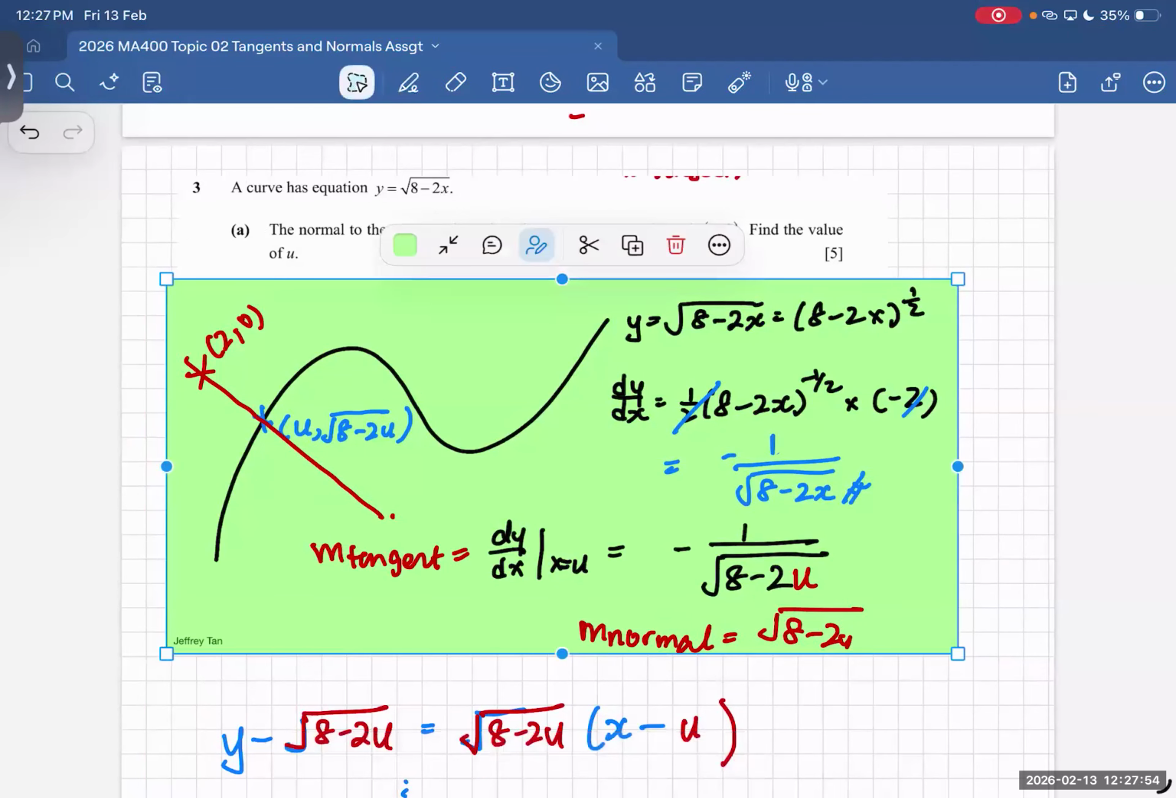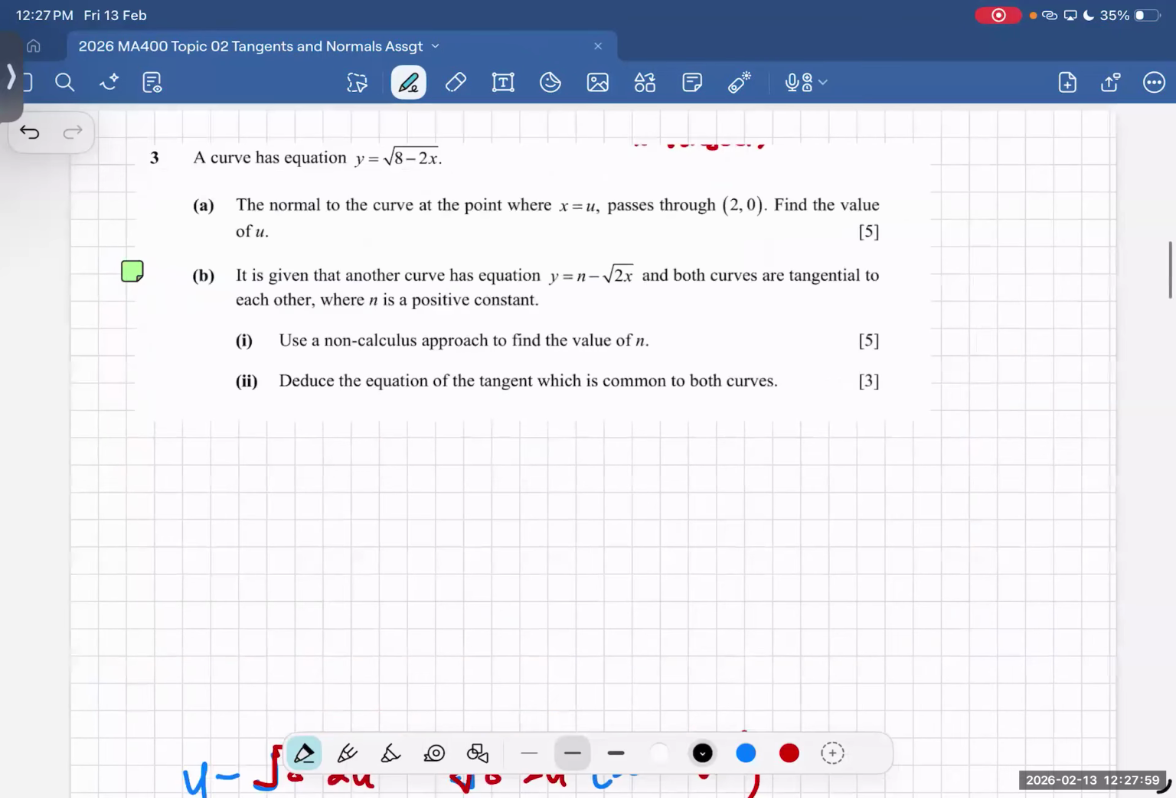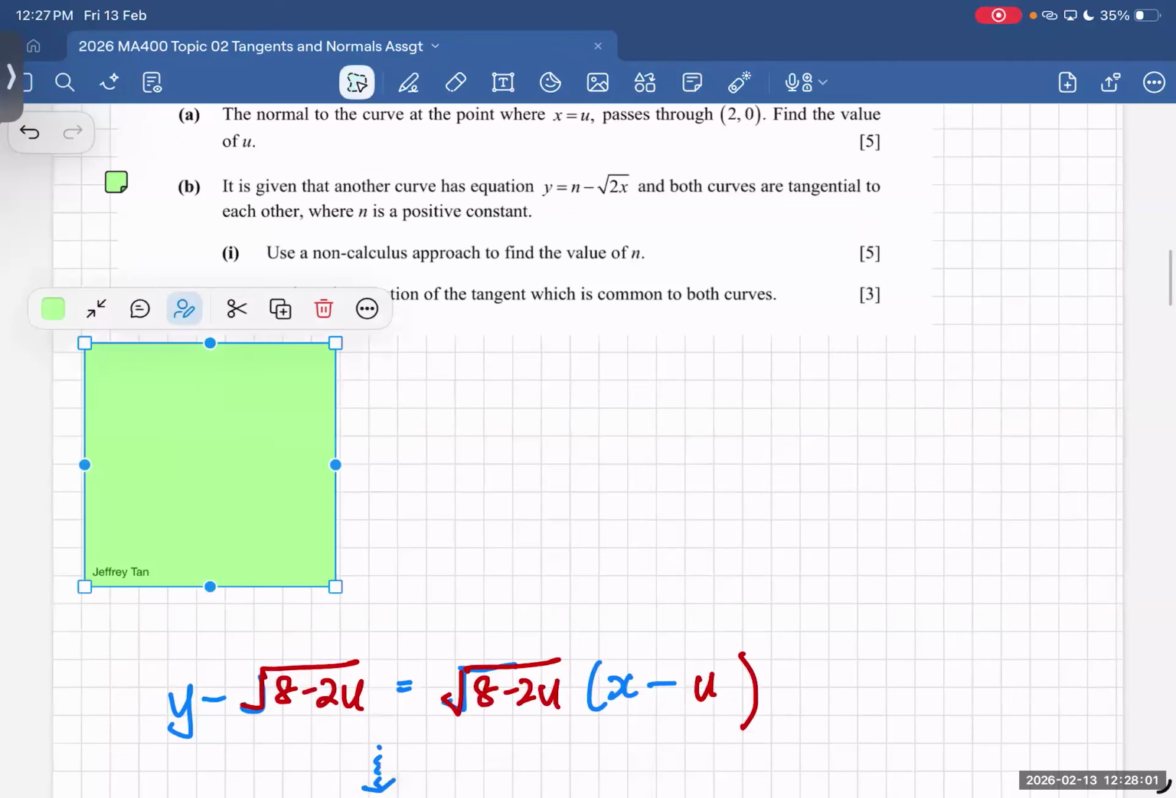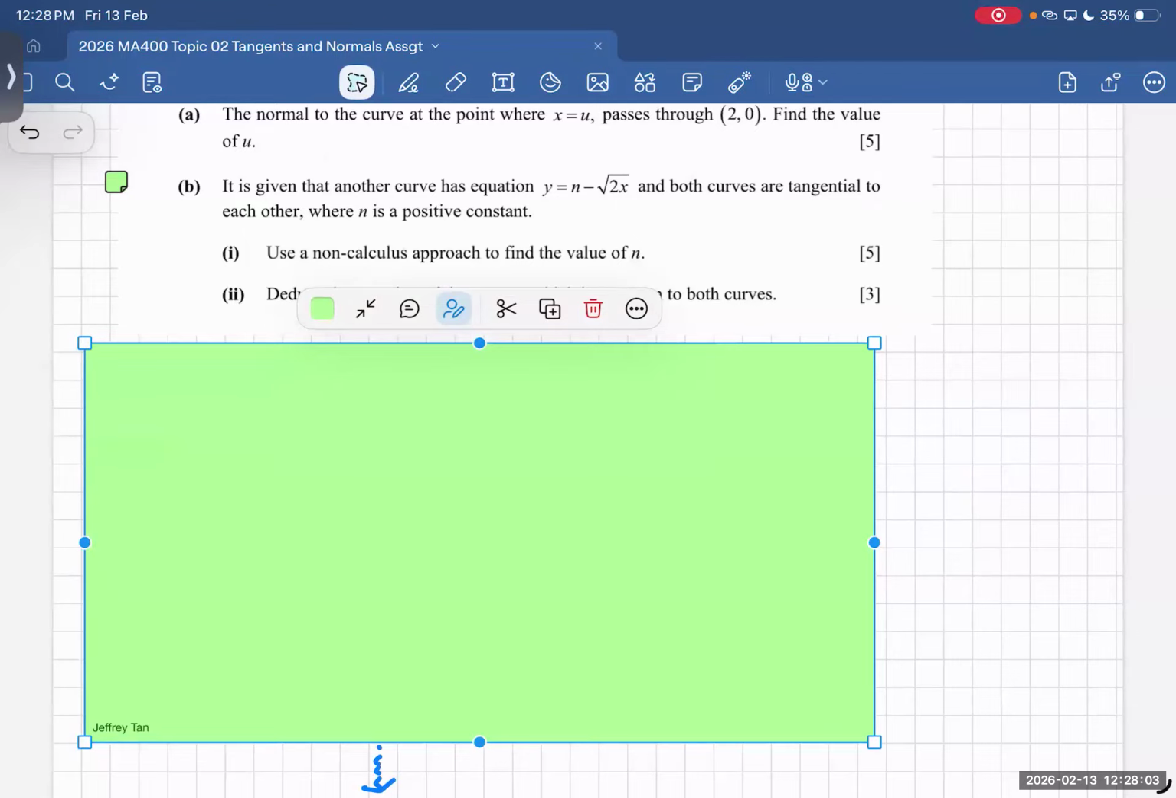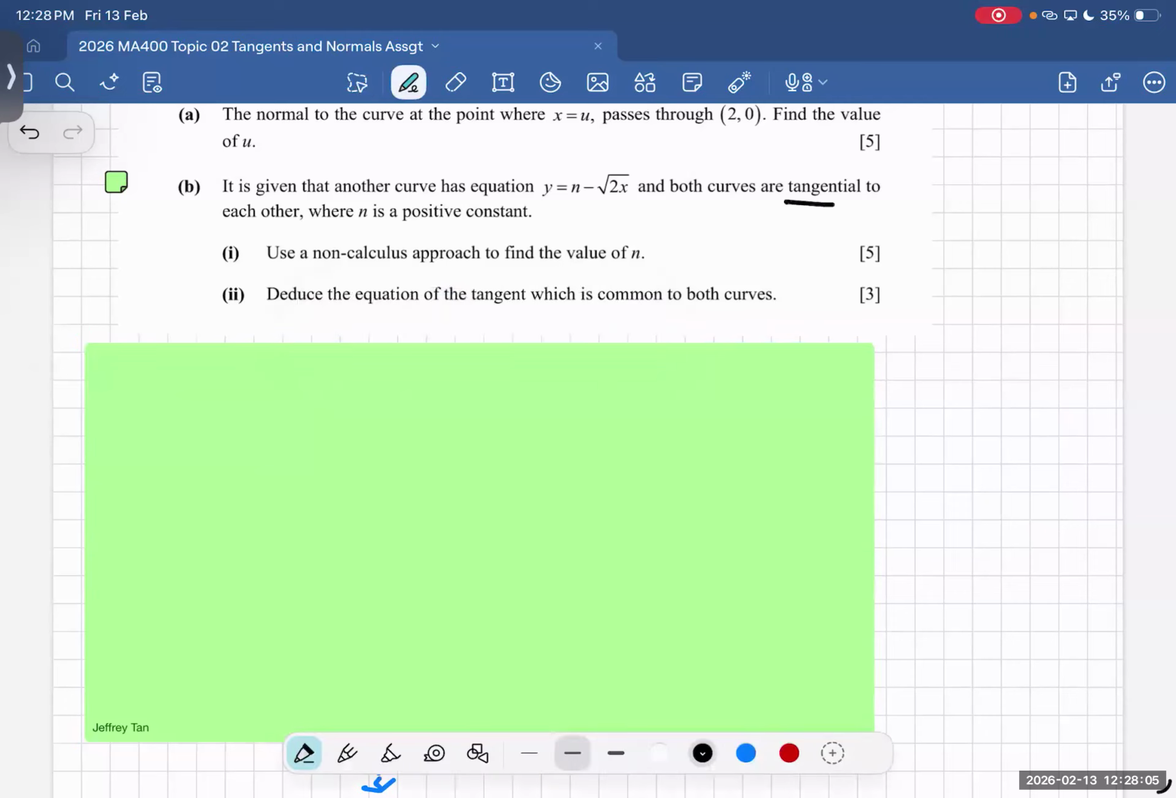I go to B. B part 1. Now, you know that there's another equation. Both curves are tangential to each other. What's the meaning of tangential? They touch, but they never cross. One curve looks like that. Okay, very good, they touch at one point.